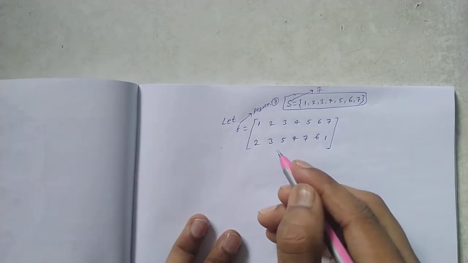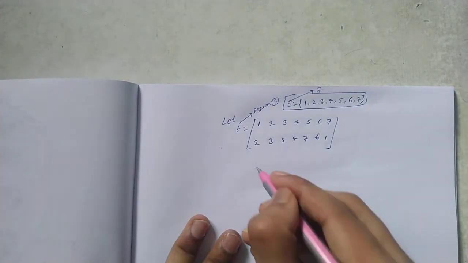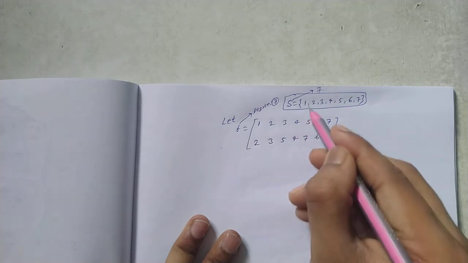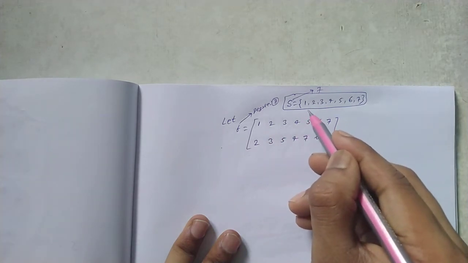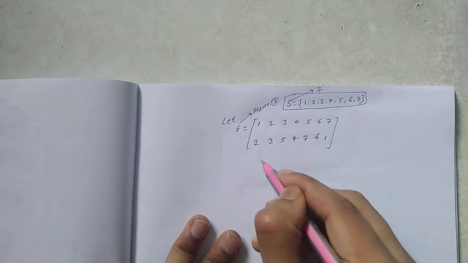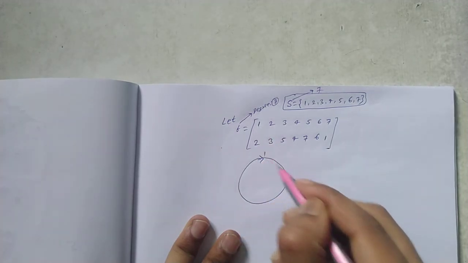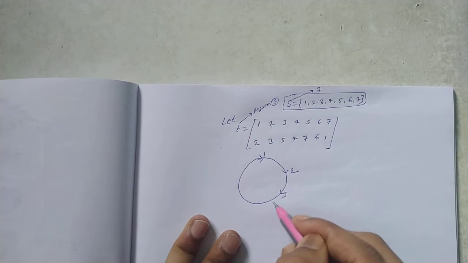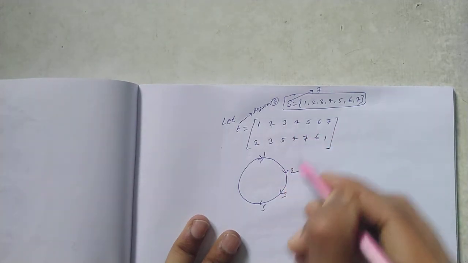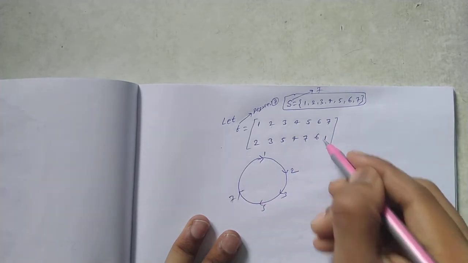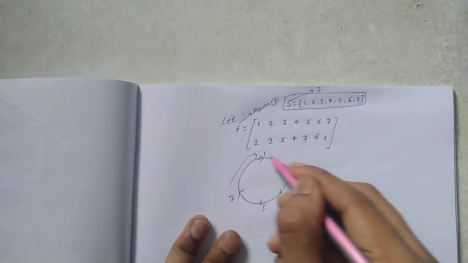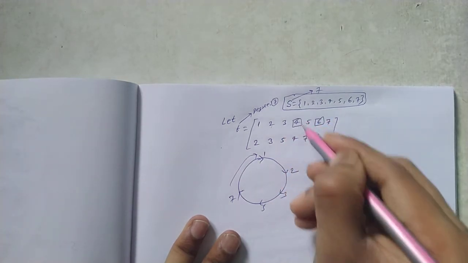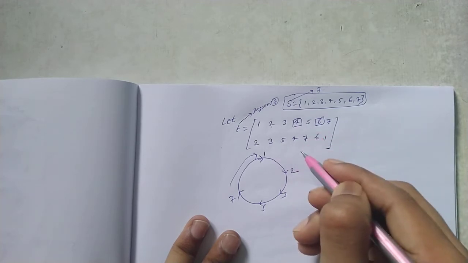Now, cyclic permutation. By the definition of cyclic permutation, the images of the elements of S are formed on the following elements: image of 1 on 2, image of 2 on 3, image of 3 on 5, image of 5 on 7, image of 7 on 1. This will form a cycle, and the remaining elements 6 and 4 are mapped on themselves.